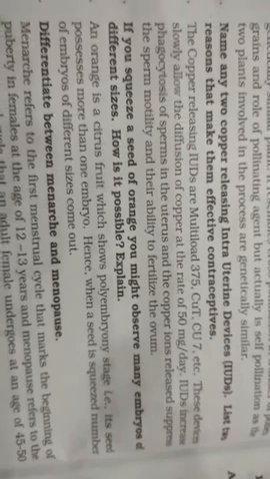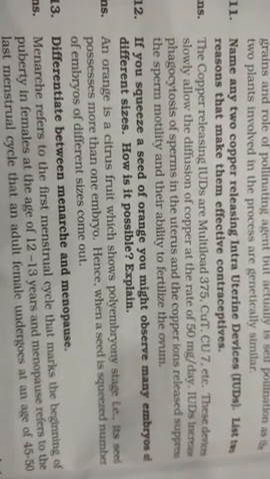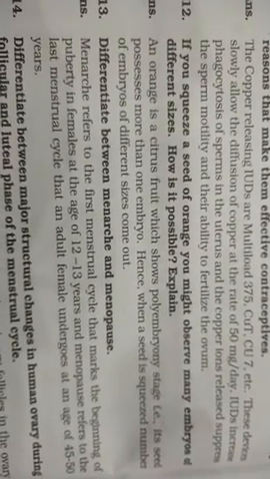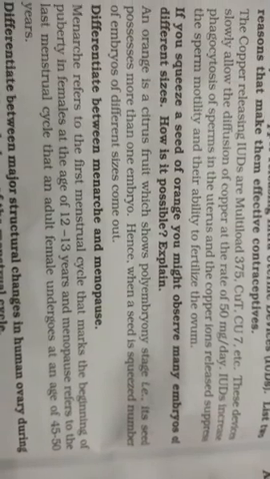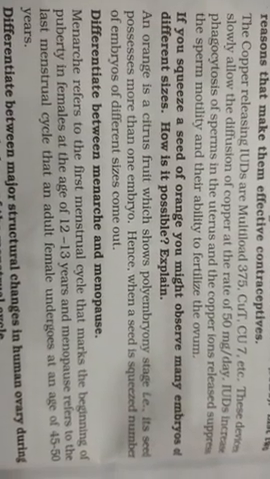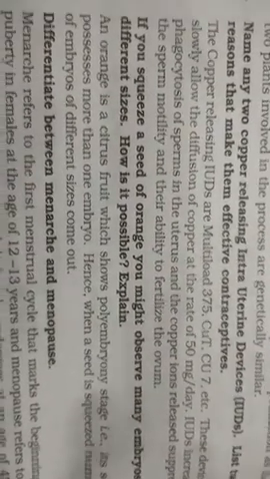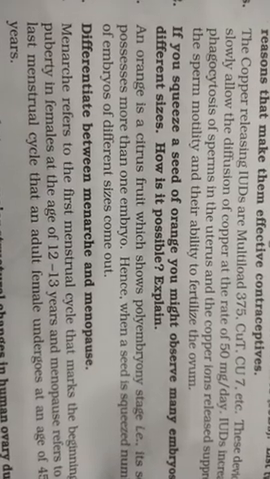If you squeeze a seed of orange, you might observe many embryos of different sizes. How is it possible? Explain. An orange is a citrus fruit which shows polyembryony stage, and its seed possesses more than one embryo. Hence, when a seed is squeezed, a number of embryos of different sizes come out.